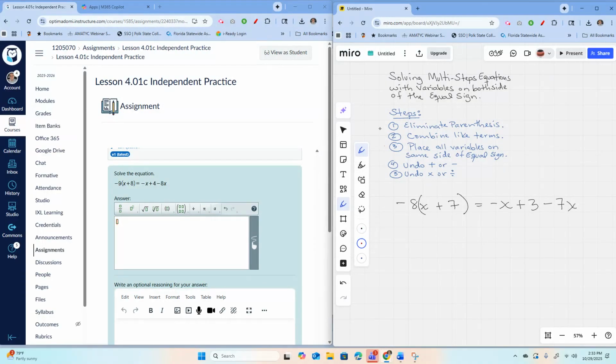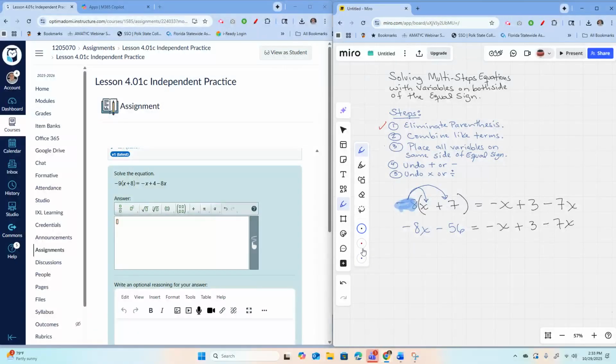Step number 1, we're going to eliminate the parentheses. So I'm going to take this minus 8 right here and distribute it, because that minus 8 is multiplying everything inside the parentheses. Negative 8 times x is minus 8x. Minus 8 times positive 7, that's minus 56. Okay, we got rid of the parentheses. Everything else I'm just going to write again because there are no more parentheses.